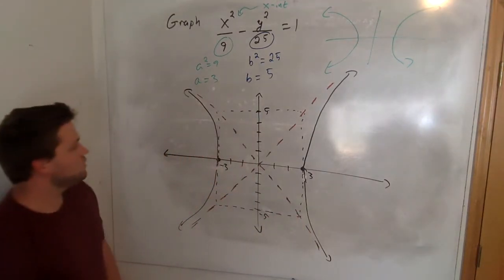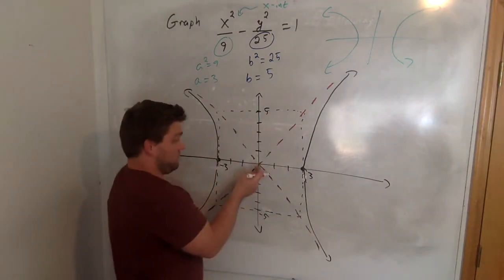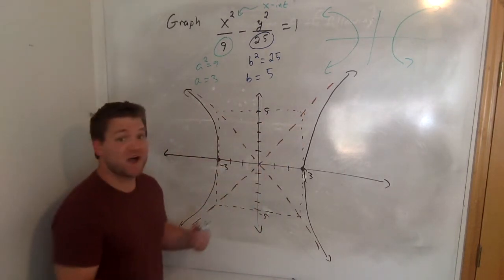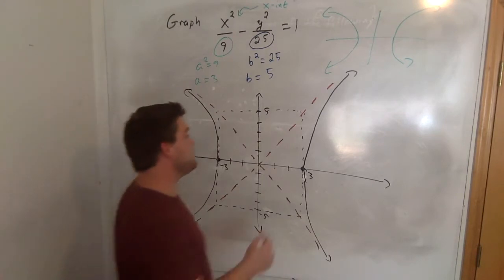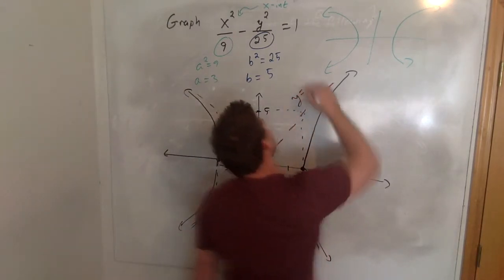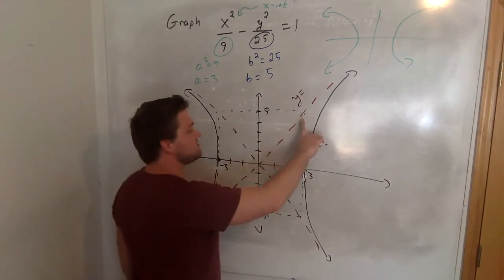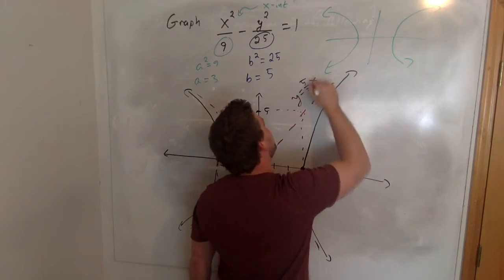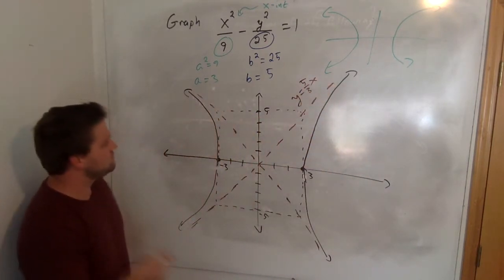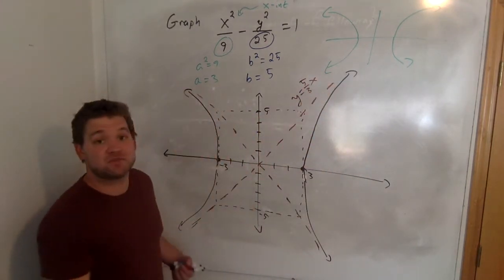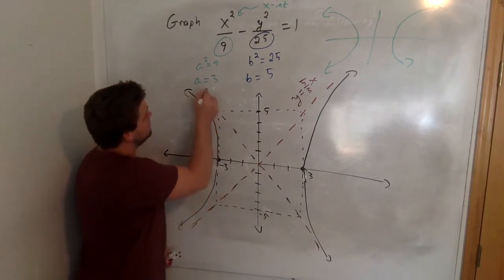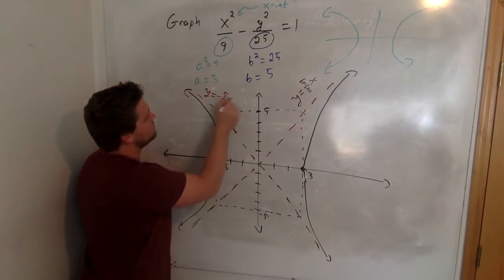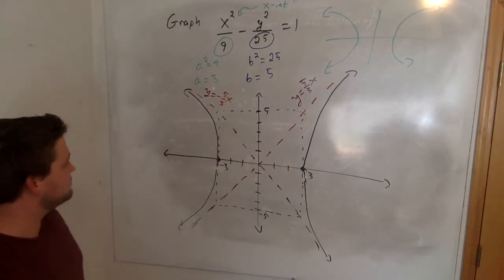These lines have a y-intercept at 0, so they'll be of the form y equals mx, where m will be the slope. So we'll have y is equal to, well, our rise is 5 and our run is 3, so this will be 5/3 x. That's one of the asymptotes. For this other one, it'll have the same slope, except it'll be negative. So this one will have the equation y equals -5/3 x. So those are the equations of the asymptotes.